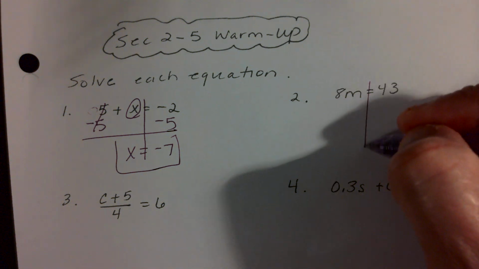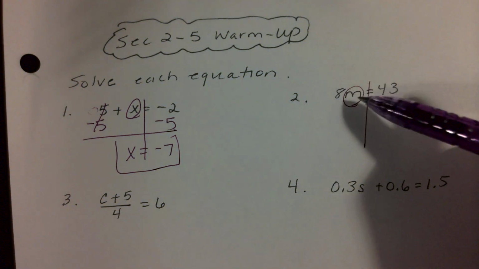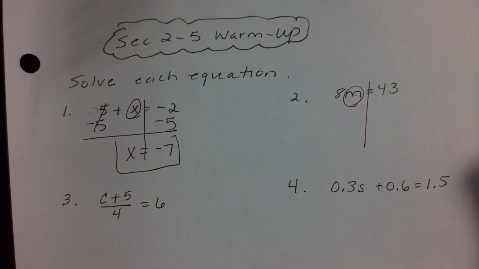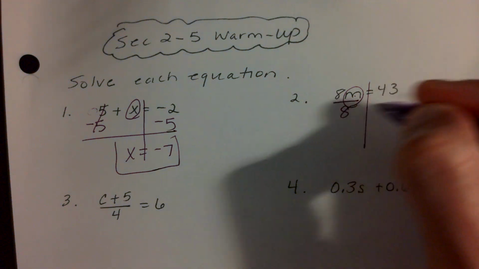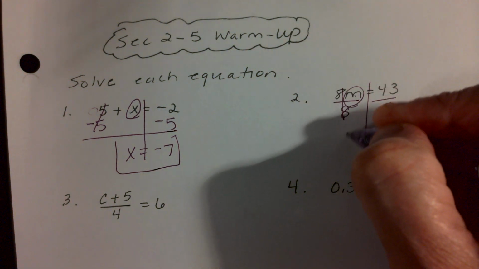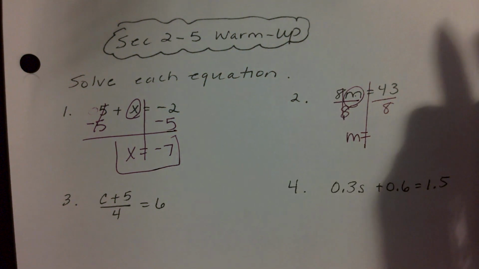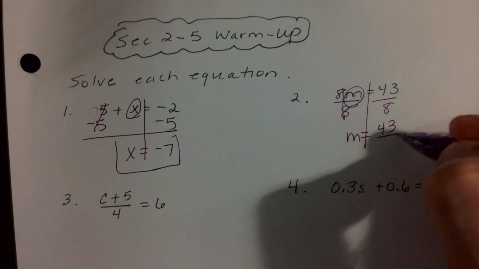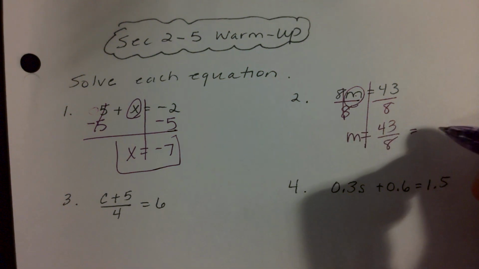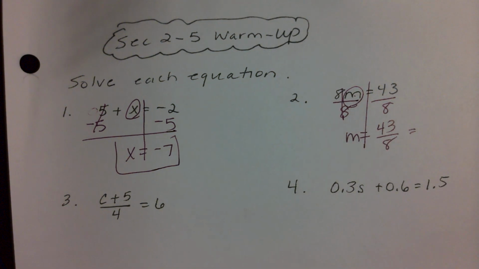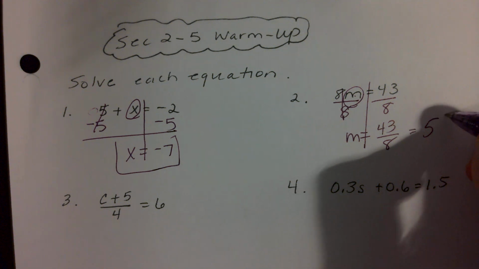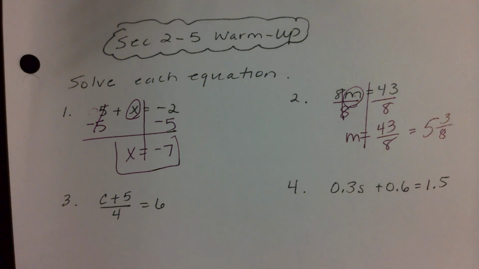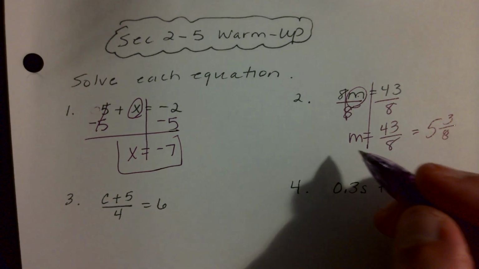Over here, we're going to draw a line, locate the variable. This time, there's multiplication, so the inverse operation is division. So we're going to divide both sides by 8. I want the variable alone. So I have 43 over 8, which is also equal to, how many times does 8 go into 43? 5 and 3/8. Either is fine.